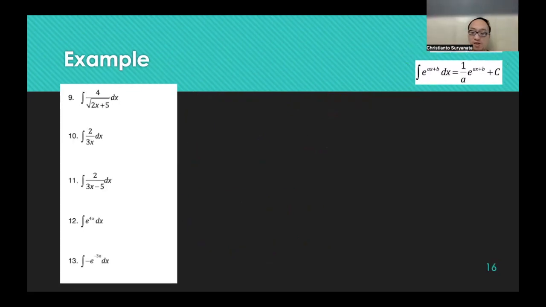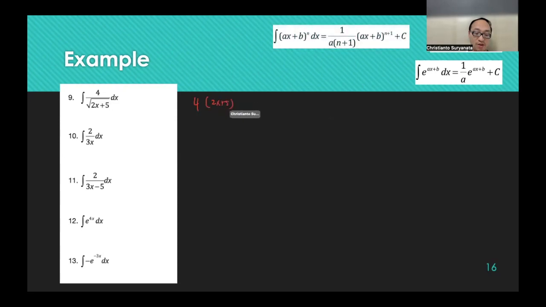Next, for this, still the same, yeah? For (2x plus 5) to the power of negative half. So add the power by 1 and then divide by the new power; negative half plus 1 is half. And then divided by the derivative of 2x plus 5, which is 2. So for (2x plus 5) to the power of 3 over 2, 1 over 2, plus c.